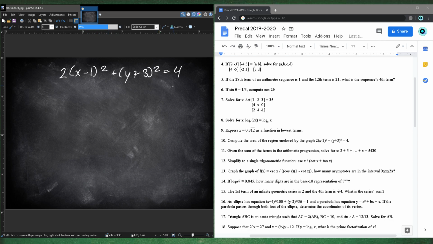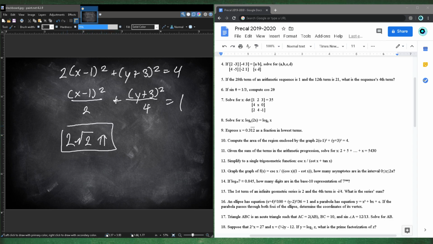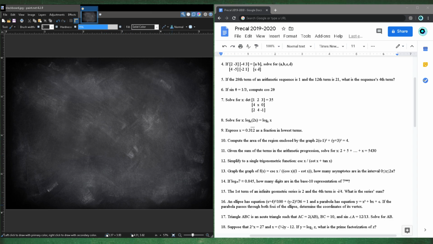So then basically, to get this equal to 1, we just need to divide by 4. So x minus 1 squared over, 4 divided by that 2 is just 2 on the bottom, right? And then y plus 3 squared. There's nothing to divide that by, so there's just a 4 on the bottom. So 4 divided by 4 is 1, right? So square root 2, and square root 4 is just 2, so let's put 2 square root 2, and then multiply by the pi. So it's 2 square root 2 pi. Or you could just write 2 pi times square root 2. Just make sure the pi is not in the square root, right? It's only the square root 2, not the square root 2 pi. Okay, and that's your answer.